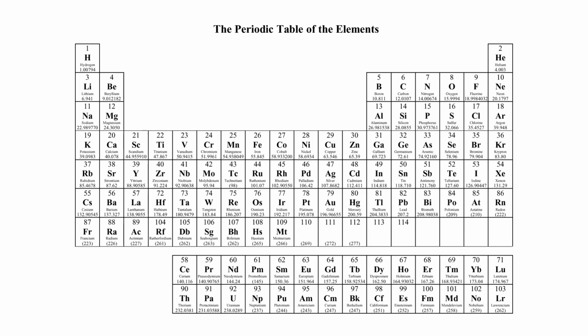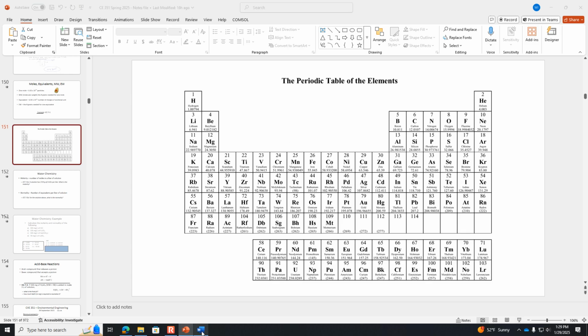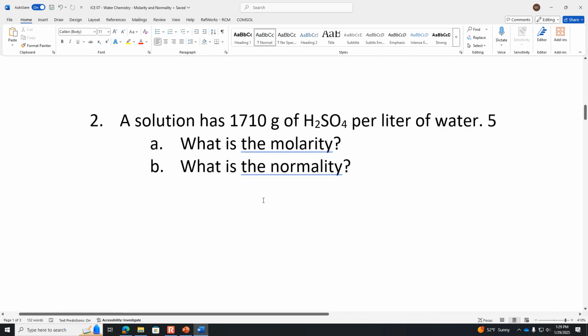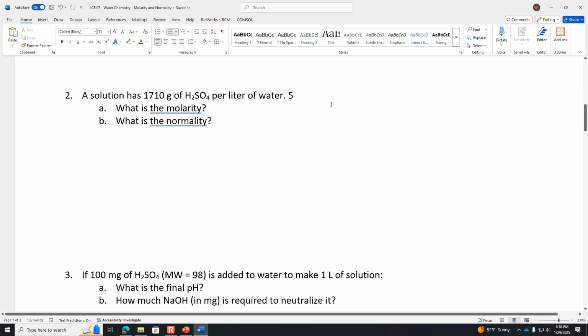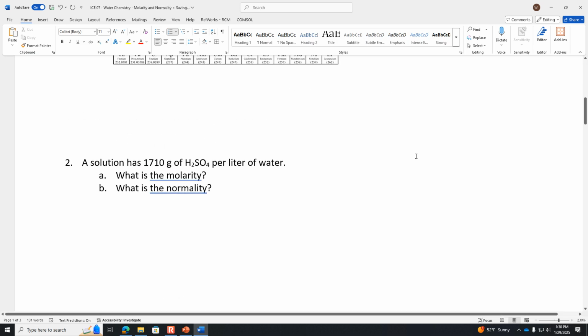I got the molecular weight of H2SO4 is 98.07948 grams per mole. Okay, so if that's how many grams of something we need for a mole, I've told you in this next thing here, what is the molarity we want to know, and what is the normality of this solution? I haven't told you about normality yet. Let's just look at the molarity.